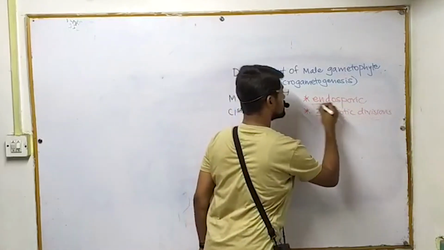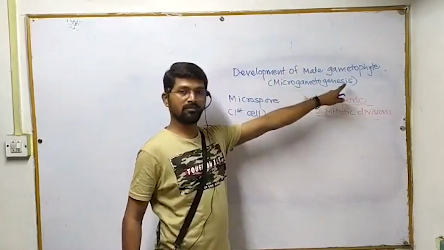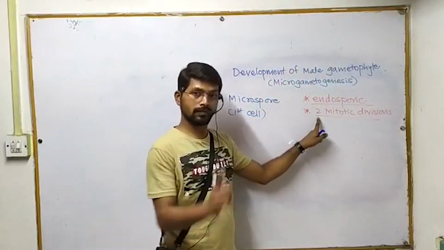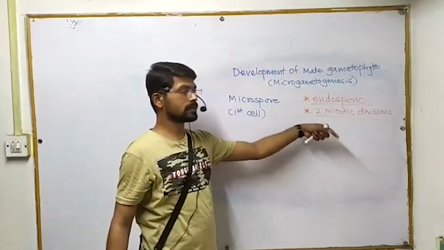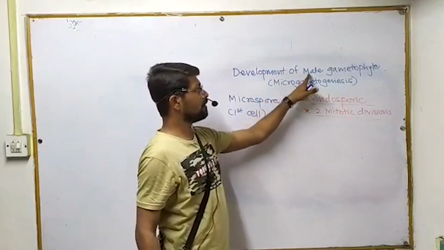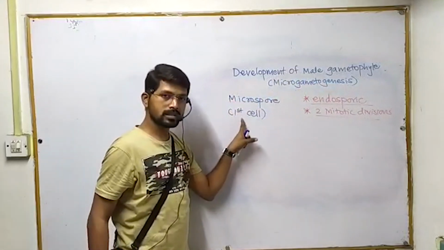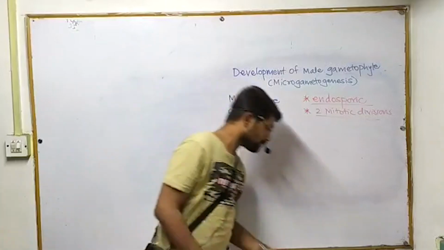These two concepts are very important: that microgametogenesis, or development of male gametophyte, is endosporic, and it requires how many mitotic divisions? That part is very important. It requires two successive mitotic divisions for the development of male gametophyte from a single microspore, which is the first cell of male gametophyte. Let us discuss how it occurs.